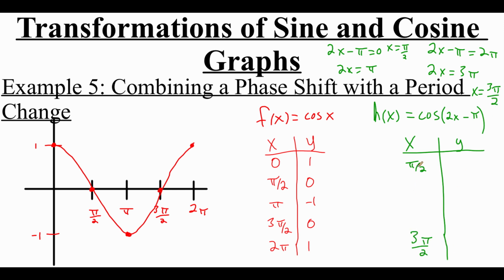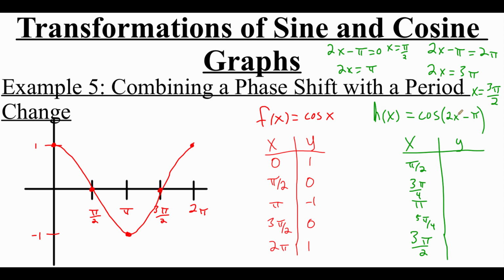Now if I look, halfway between pi over 2 and 3 pi over 2 is just pi. Halfway between pi over 2 and pi is 3 pi over 4, and halfway between pi and 3 pi over 2 is 5 pi over 4. Now I'm going to start plugging these x values in.